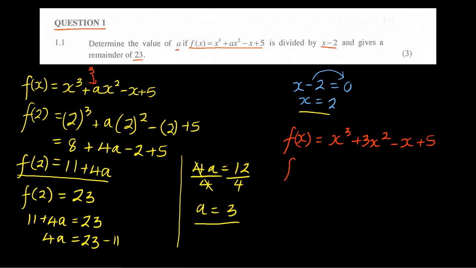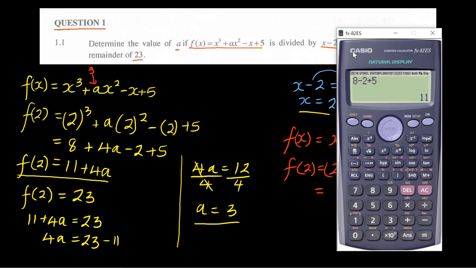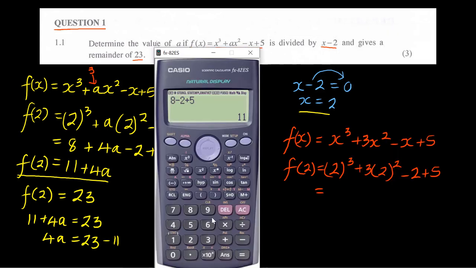So now if we are to put f of 2 as we did, you are going to have 2 cubed plus 3 times 2 squared minus 2 plus 5. If I'm to use a calculator for that, now I have 2 cubed plus 3 times 2 squared minus 2 plus 5.